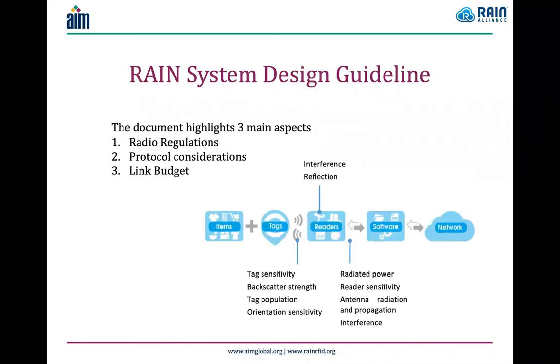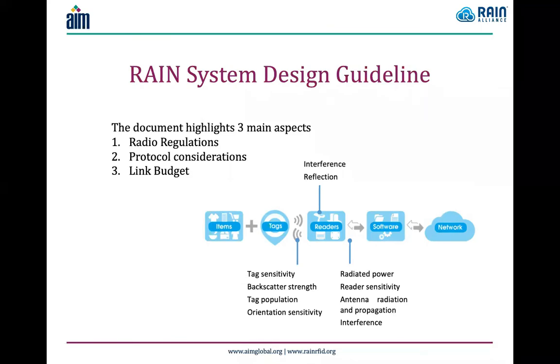So the RAIN System Design Guideline is basically a picture here of what we know from the RAIN environment. We have the items, which are tagged with the tags. They are read by the reader. It goes through the software and the network.